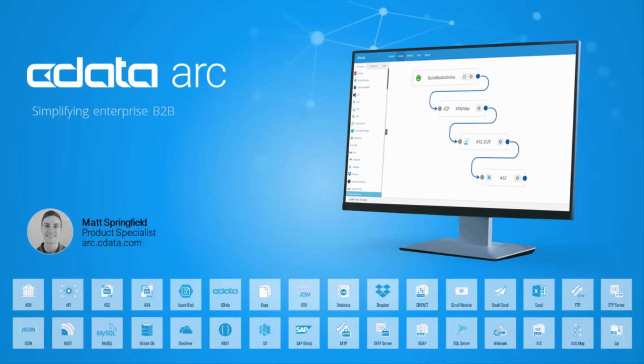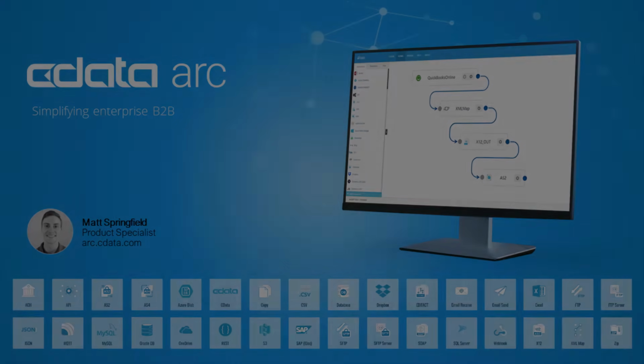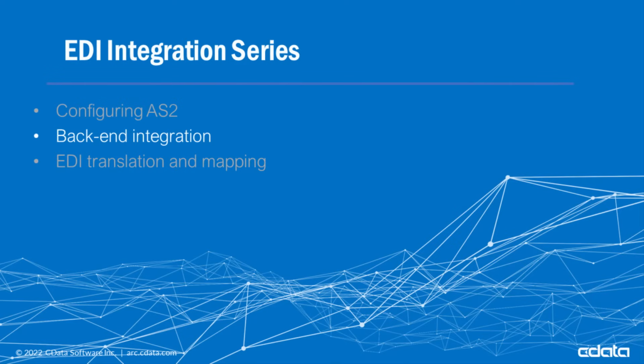This video shows how to integrate your data flows with your back-end systems, whether those are databases or enterprise applications like Salesforce and QuickBooks. This is the second video of a three-part series covering end-to-end EDI integration. In the last video, I configured an AS2 connection. Now we'll integrate with the back-end, and the third video will tie those two together with EDI translation and mapping. So let's get started.